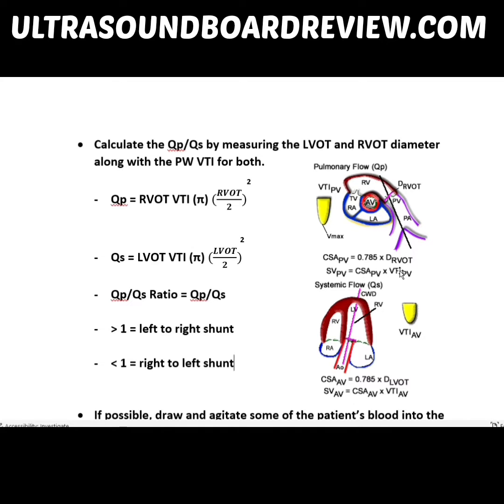Right. But if for some reason resistance increases on the right side, so blood is unable to freely passively go to the lungs to get oxygenated and to go back to the left side, then pressure and volume will increase, thus making a shunt go from left to right to left. Right. Okay.